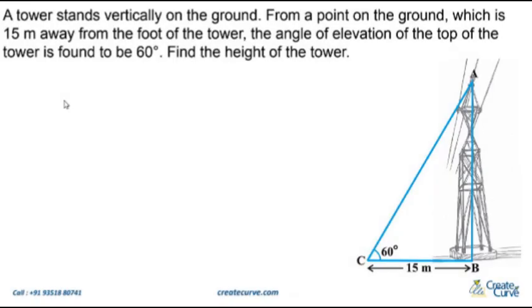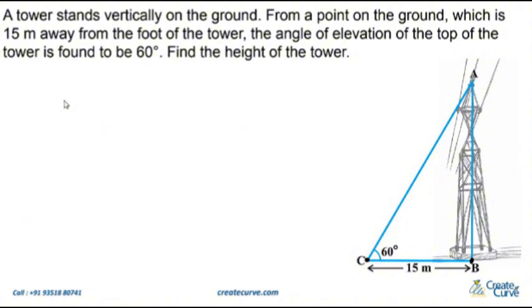Here is the most common application of trigonometry, where we try to find the height of a tower or the distance of a particular point from the base of the tower. So the question is related to height and distance. It says that a tower stands vertically on the ground. From a point on the ground, which is 15 meter away from the foot of the tower, basically, this point, point C, is 15 meter away from the foot of the tower, which is point B.